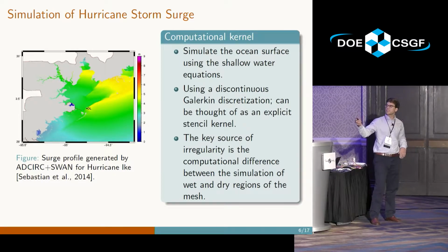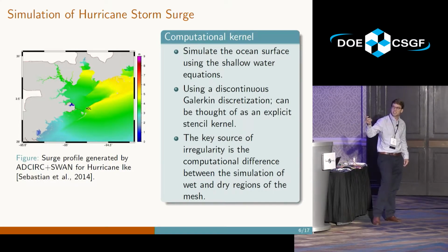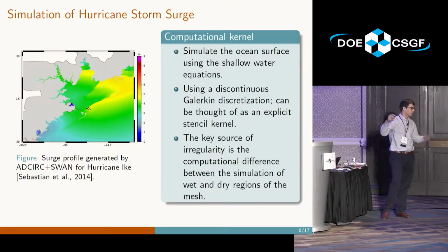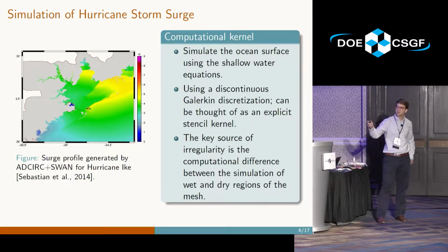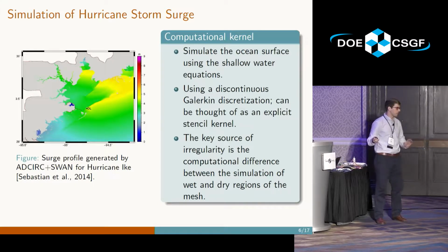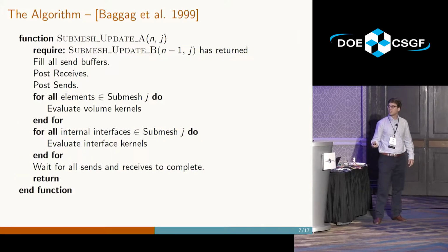Those are just words if you don't know what that means, but you should really just think of it as an explicit stencil kernel. I'll show you some pseudocode so you can see what this actually looks like. And then here's some talk about irregularity, but I want to talk about that a little bit more later.